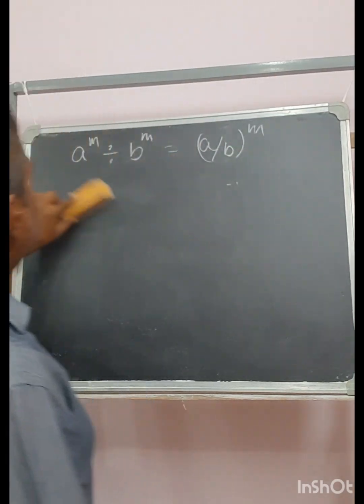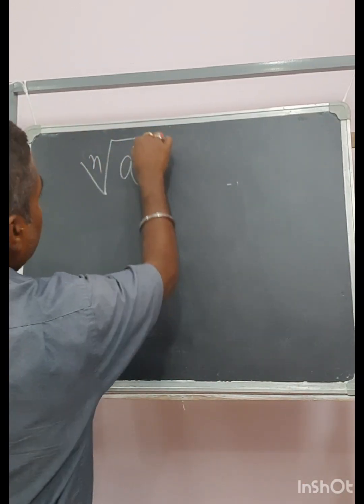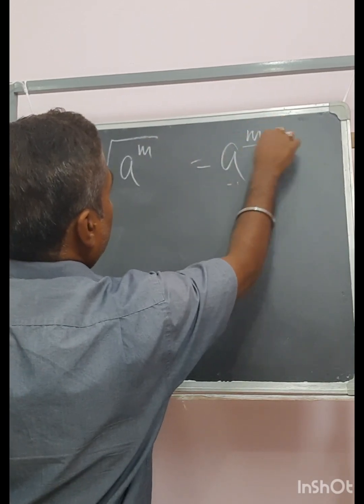So in the next, anything to the power m, it gives you a to the power m upon n.